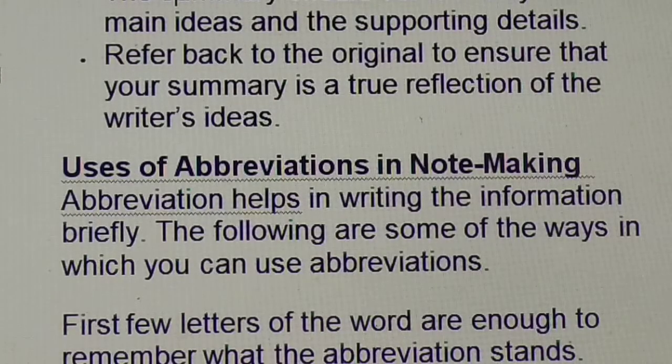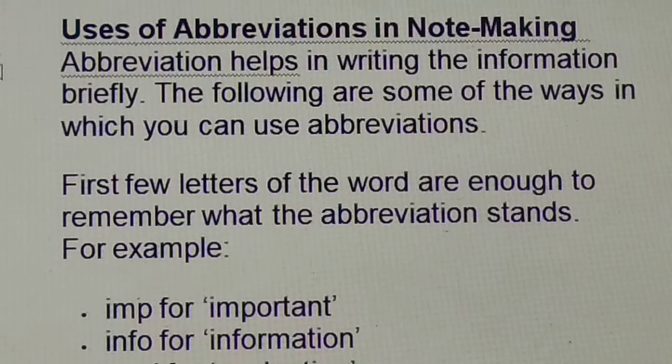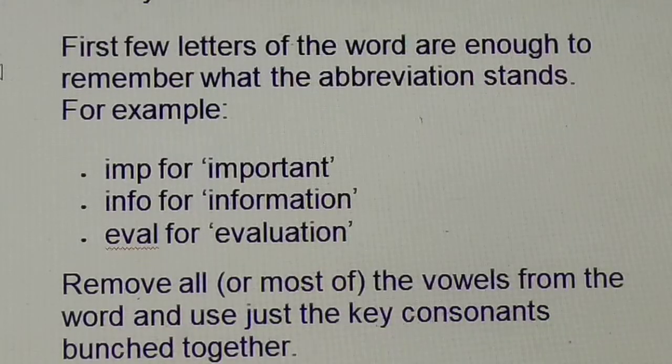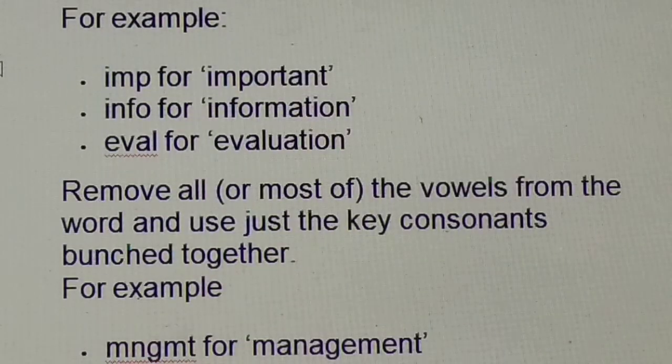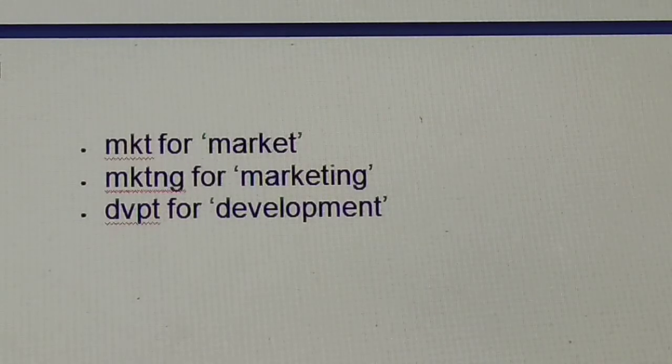Uses of abbreviations in note making. Abbreviation helps in writing the information briefly. The first few letters of the word are enough to remember what the abbreviation stands for: imp, important; info, information; eval, evaluation. Remove all or most of the vowels from the word and use the key consonants. For example, see management, market, marketing, development. So these points you have to remember, very important.